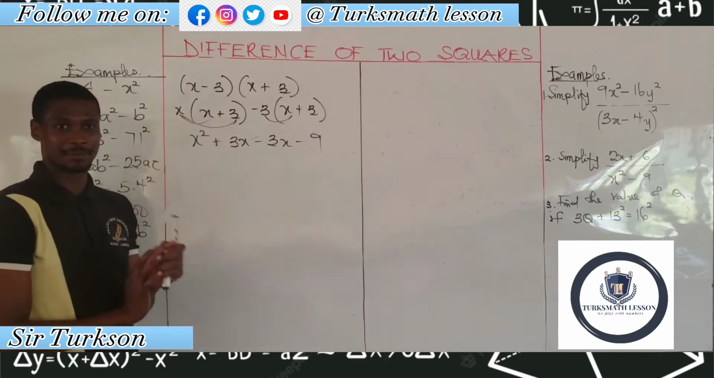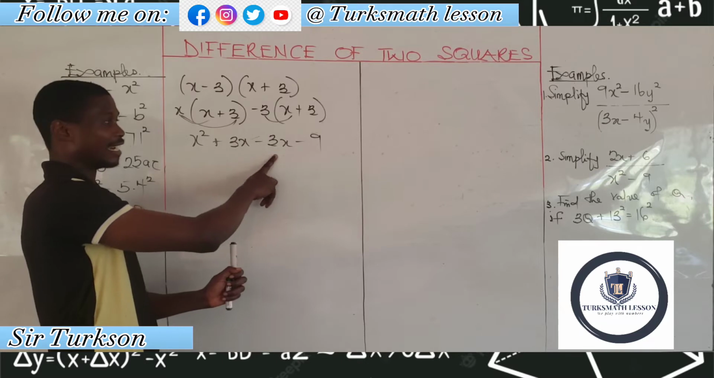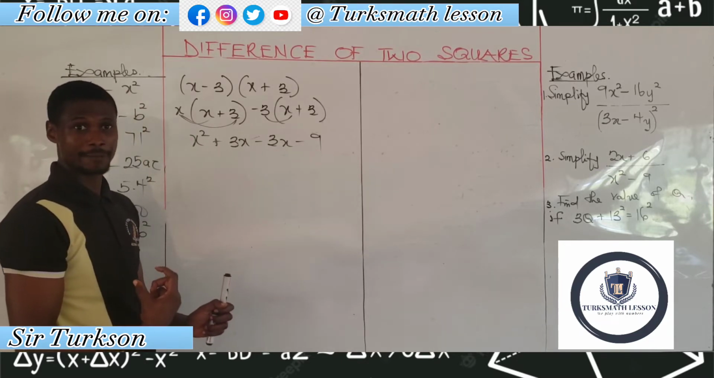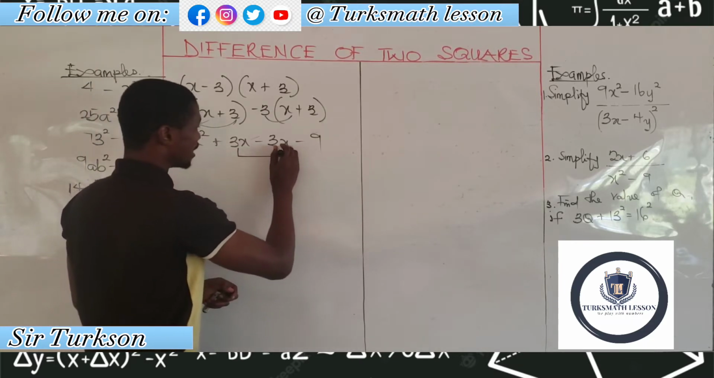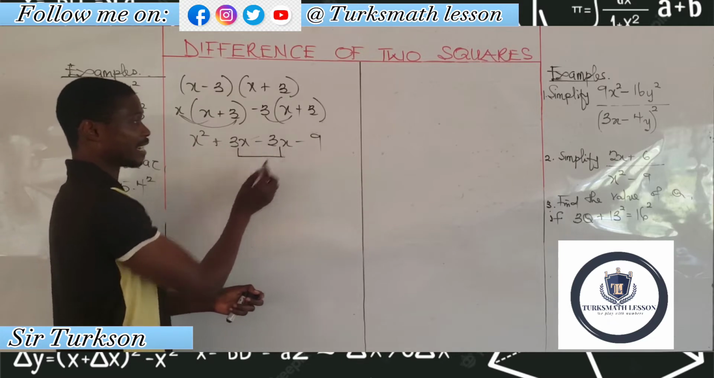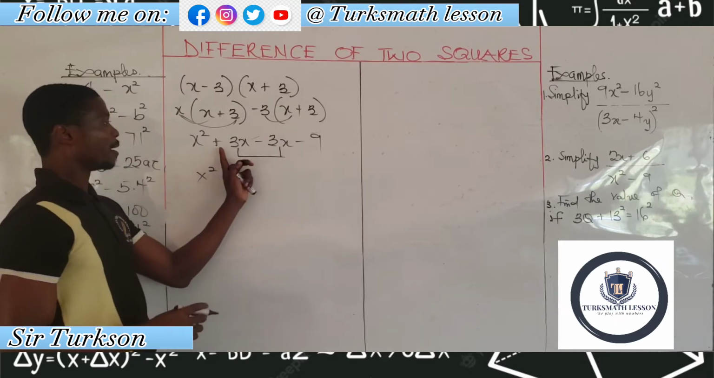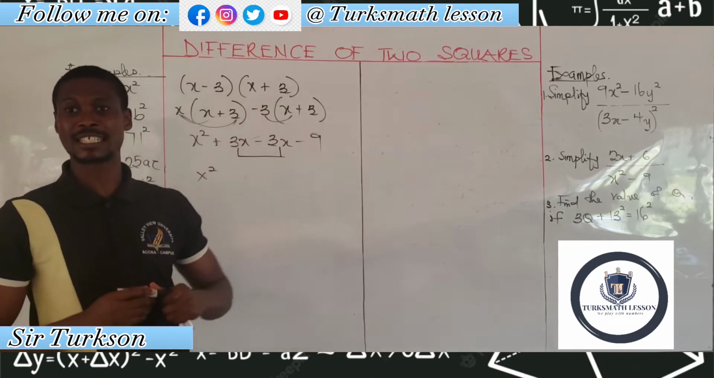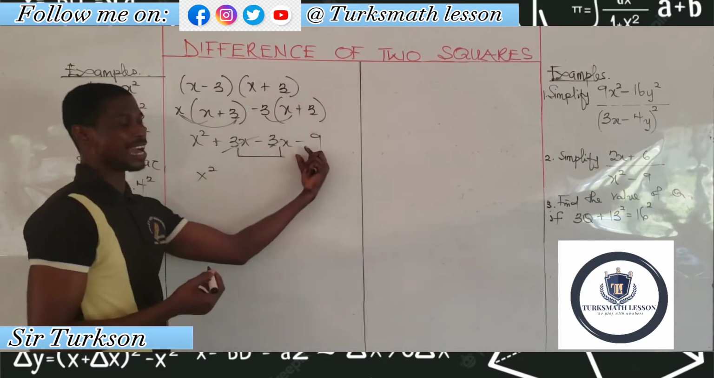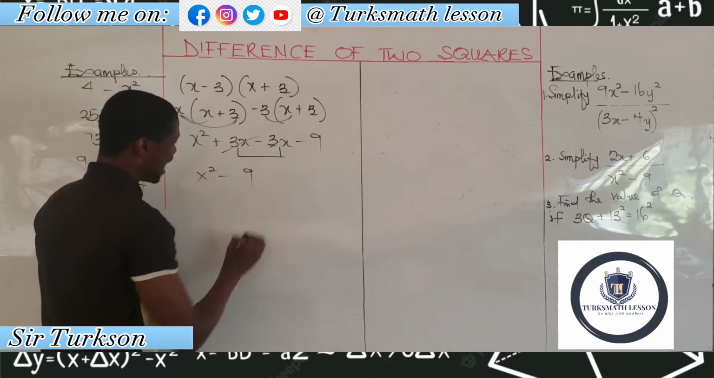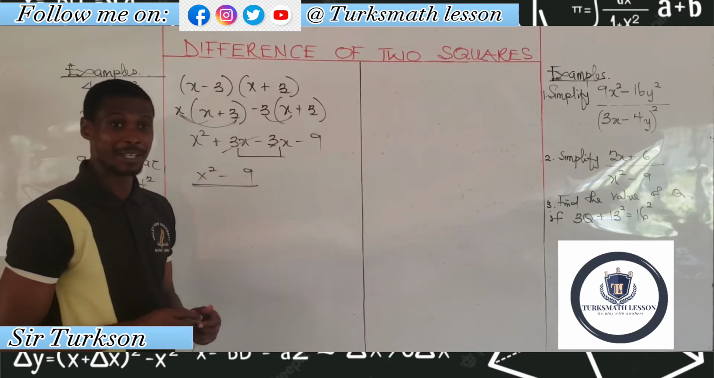Now we need to group like terms. This one is quadratic, then this and this are linear, and this is constant. Positive 3x and minus 3x are like terms, from the same family. So we are going to have x squared. Now, 3x minus 3x will give us 0, so this takes away this. So we are left with x squared minus 9. Very good. Are we together? Yes.